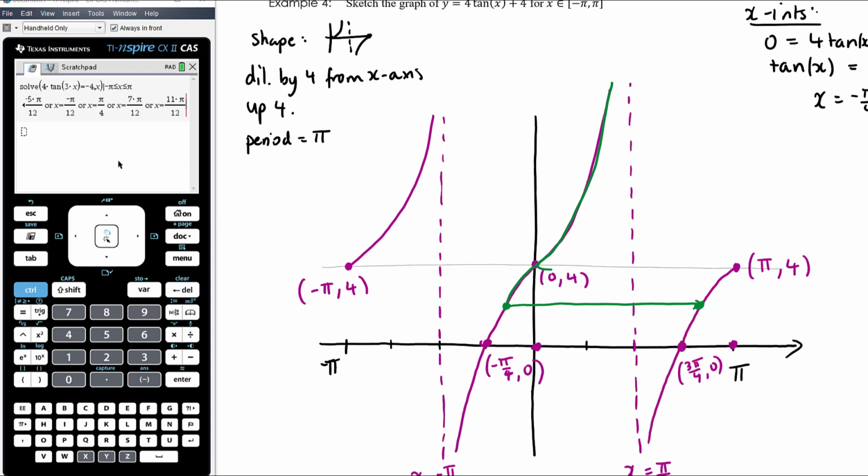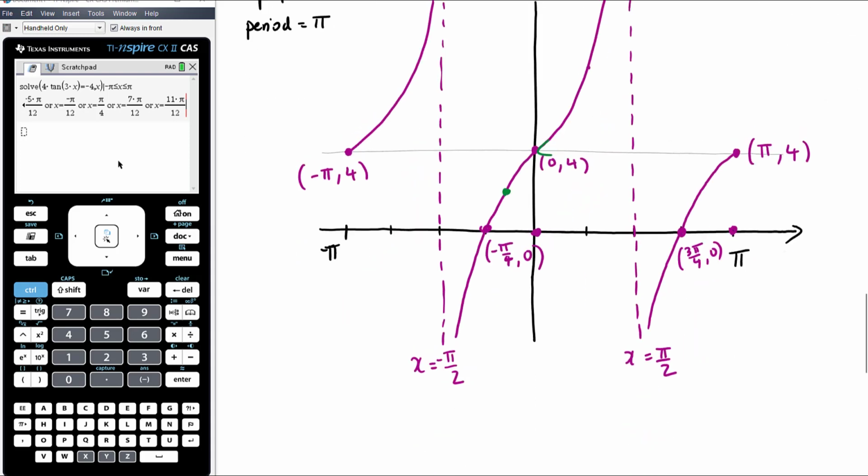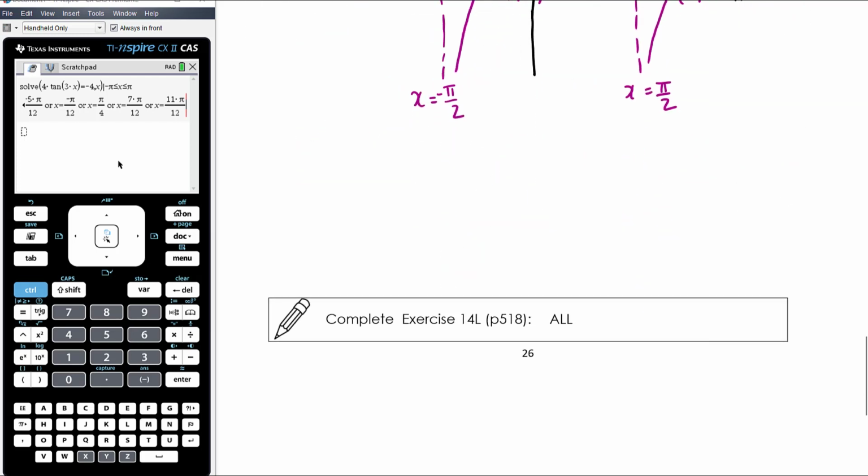Okay, so one of the key things that can be helpful in a number of situations is the fact that the distance between the asymptotes is also a complete period. Okay, so sometimes that can be a helpful thing to think through. Okay, I think that's the end of the examples for tan. Yep. So exercise 14L, you're going to practice sketching some tan graphs and solving equations involving tan. And obviously some of your graph sketching will require you to solve equations, combining together those two things.